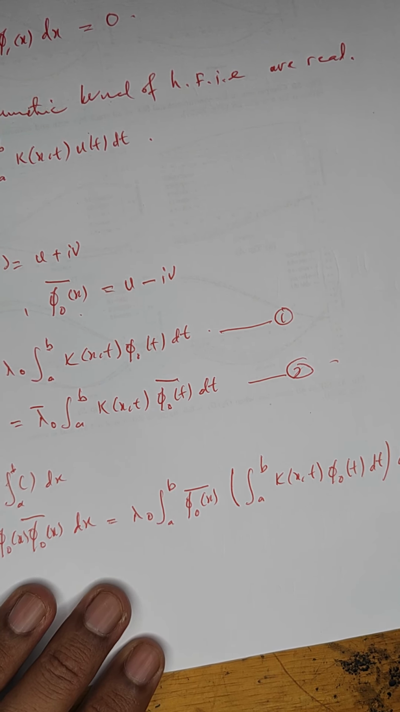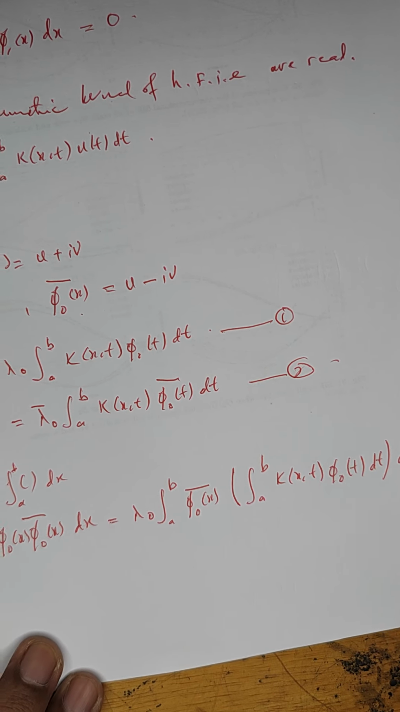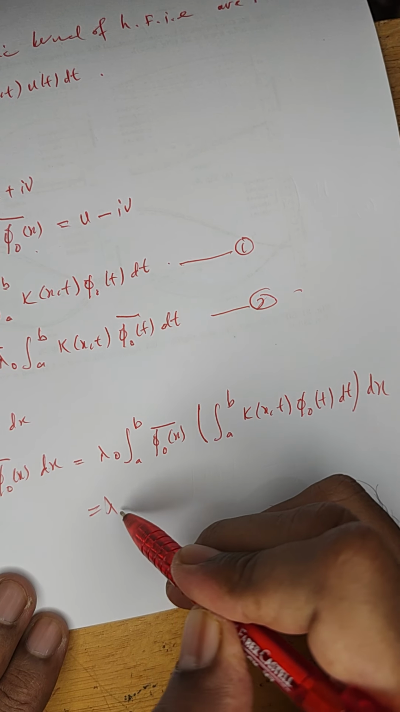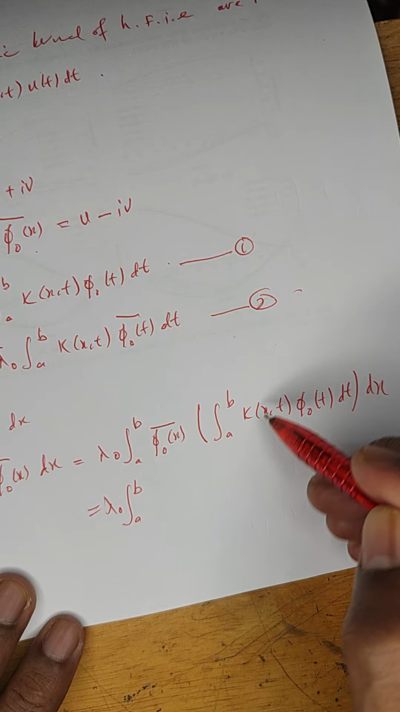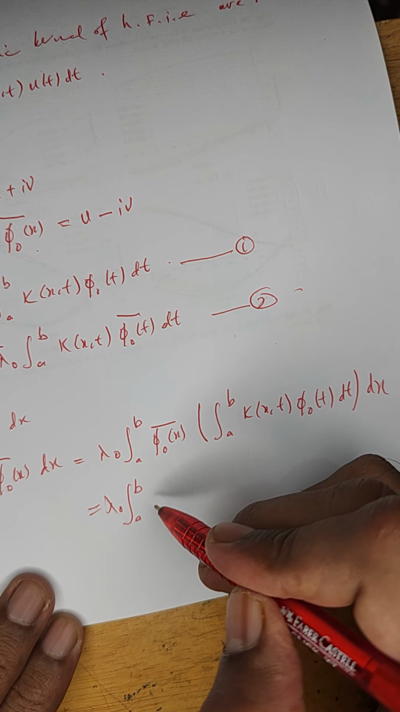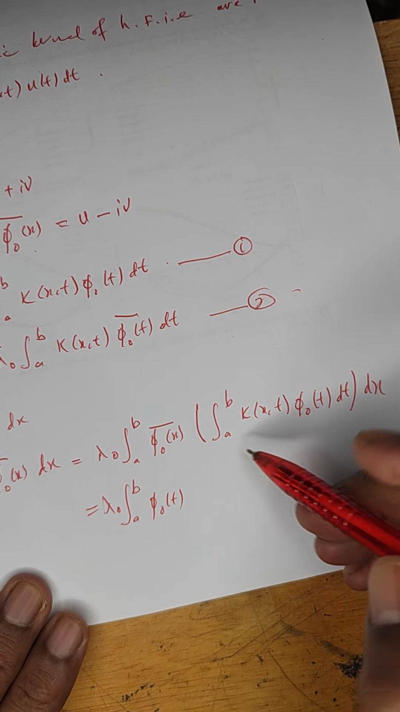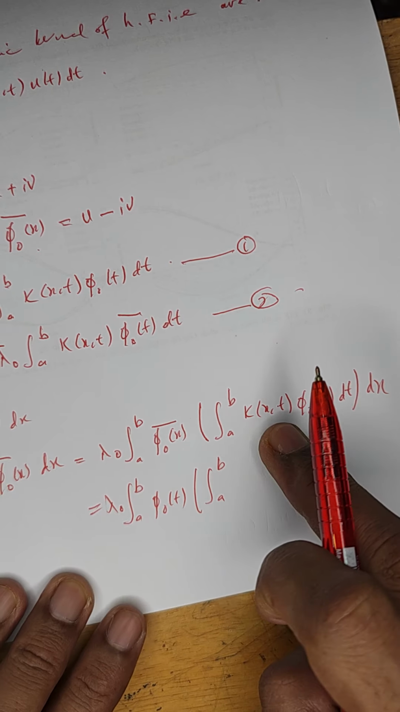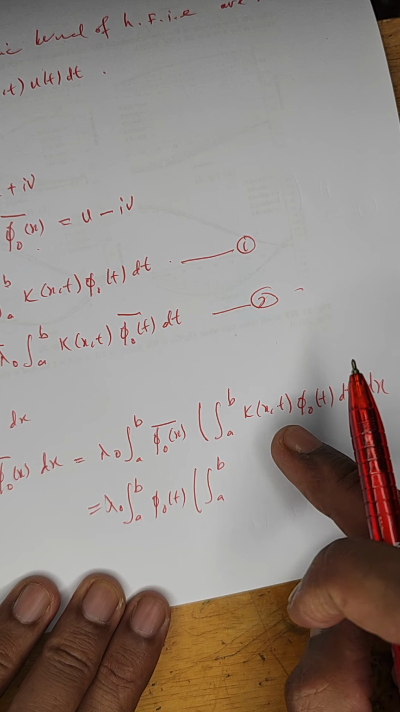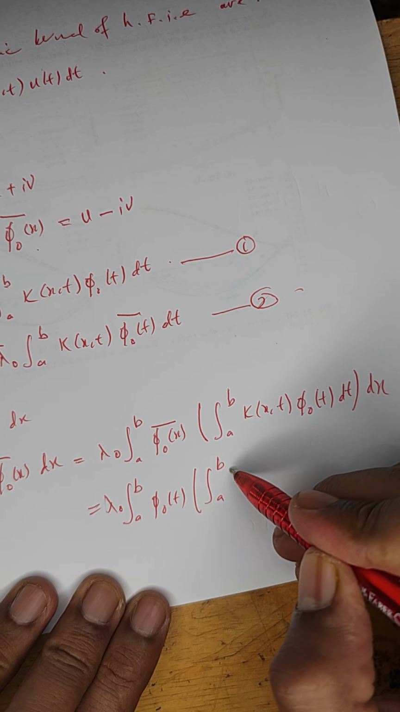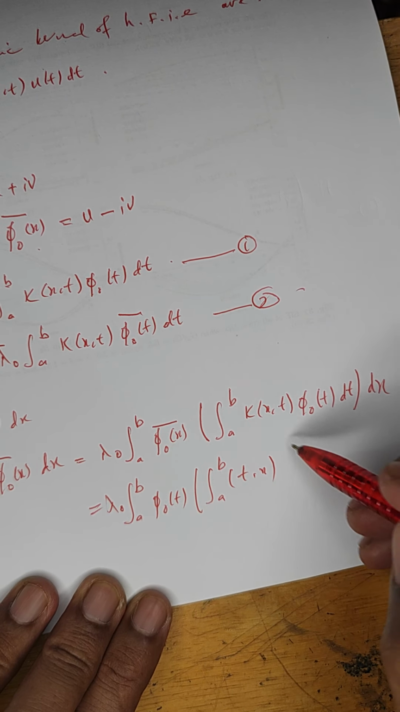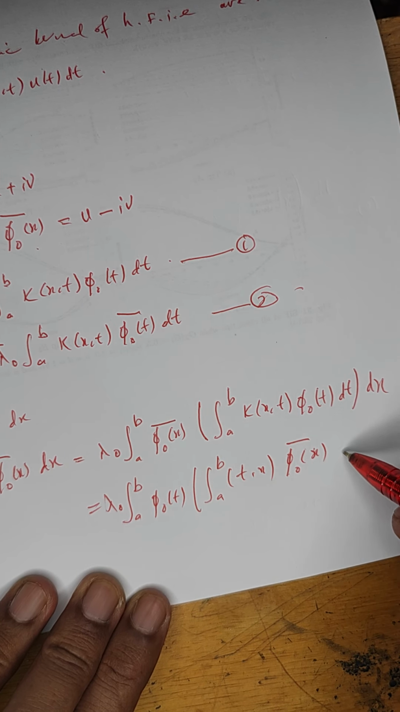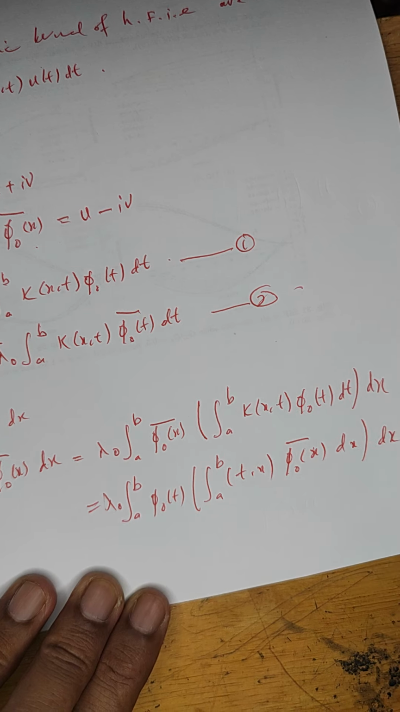And then if we change the order of integration on the right hand side, we have lambda naught times the integral from a to b of phi naught t, times the integral from a to b, and our kernel is symmetric, so I can write that as k(t,x), times phi naught x bar dx dt.